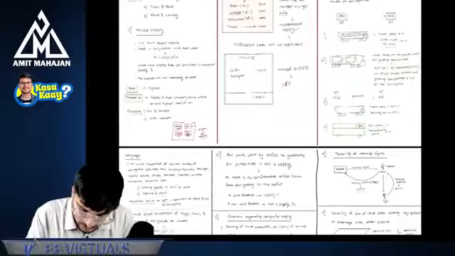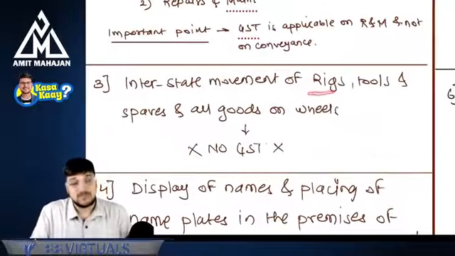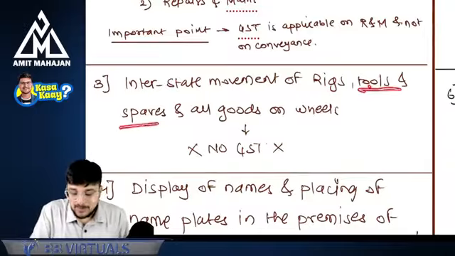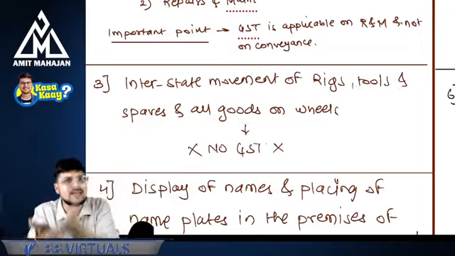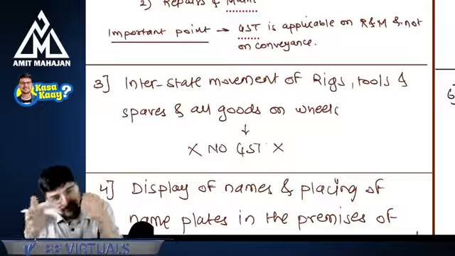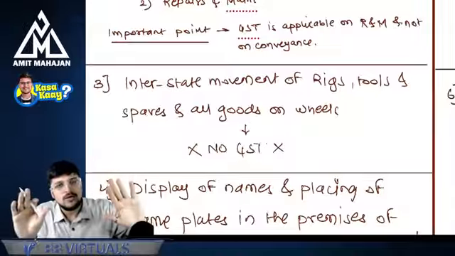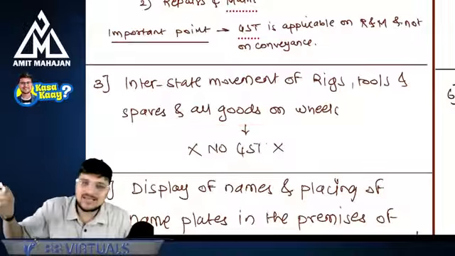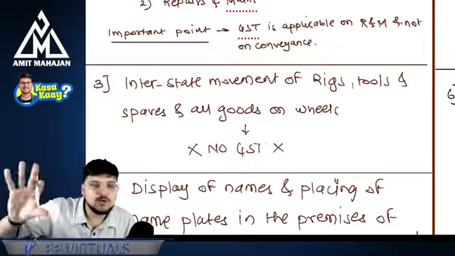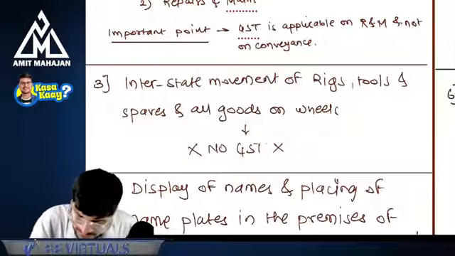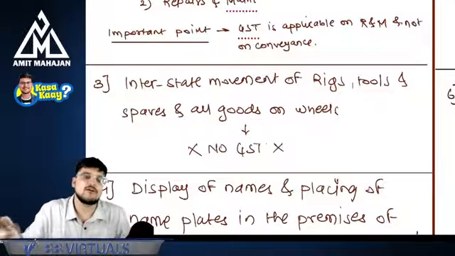There is one more exception to this, and the exception is if there is a transfer of rigs, big machineries, tools, spare parts, and all goods on wheels. For example, there is a spare part or tools which are there inside the truck. So do you have to pay GST on those spare parts also, on those tools also, toolkit? No. All goods on wheels, as in cranes. Cranes are getting moved from one state to another state and again it will come back, right? So you don't need to pay GST on these particular things. Rigs, tools, spare parts, and all goods on wheels. You are not required to pay GST.